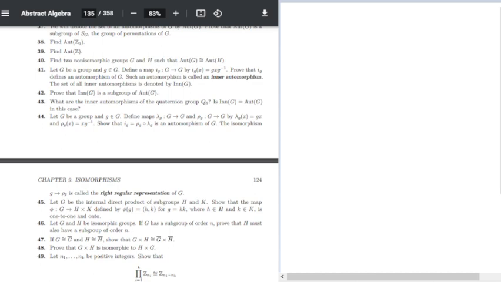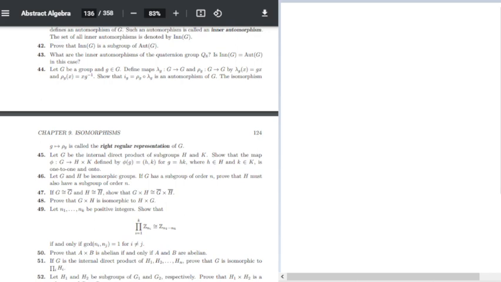Let G be a group, and consider the inner automorphisms. This is the same thing as was being done previously, and the inner automorphism is just the fact that it's a composition of isomorphisms.